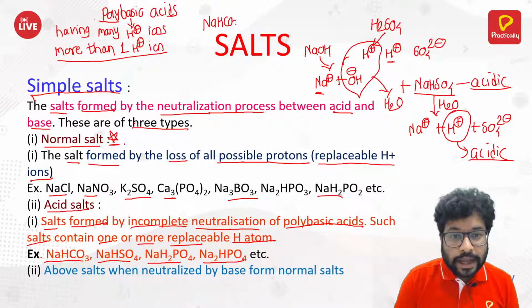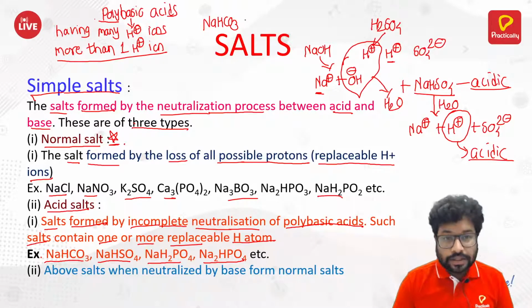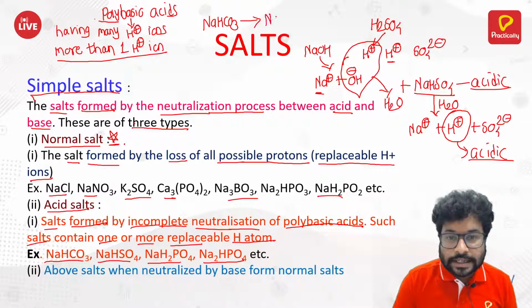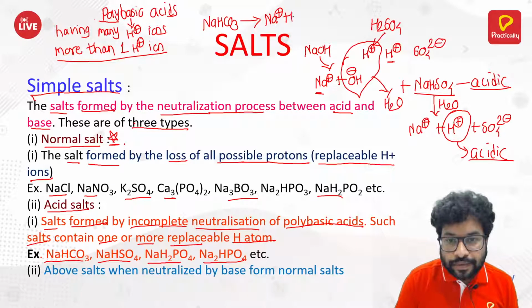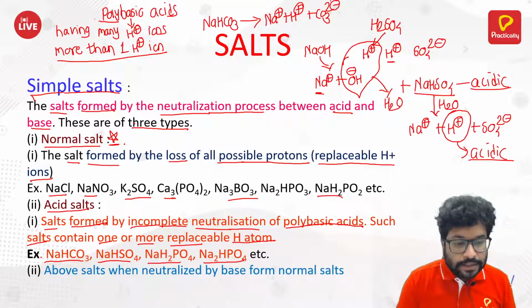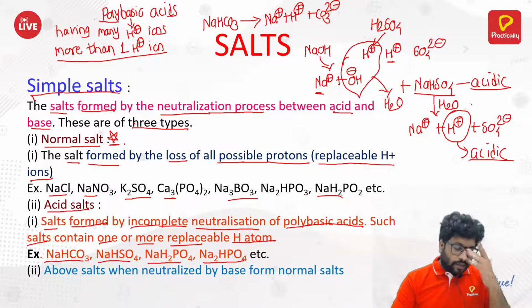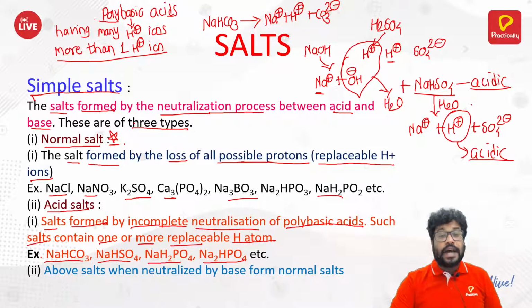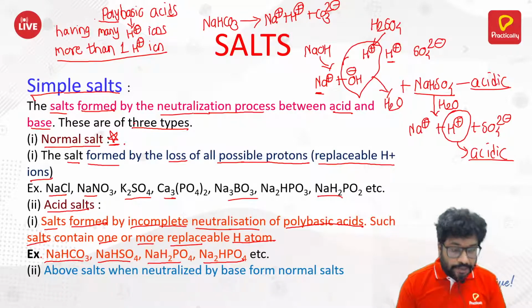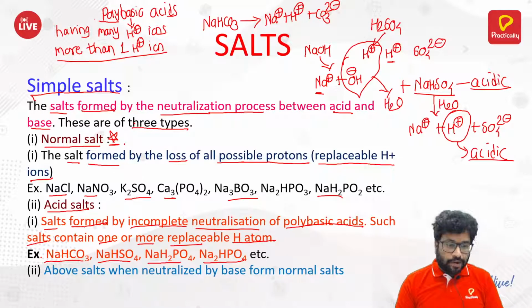For example, NaHCO3 will be ionized as Na plus, H plus, CO3 2 minus. Similarly, NaHSO4 I just showed you here, right? So that is the way your acidic salts are. That is how the simple salts have been classified: acidic salt, normal salt, and lastly, basic salt. But before moving to basic salt, let me tell you one more point about acidic salt.